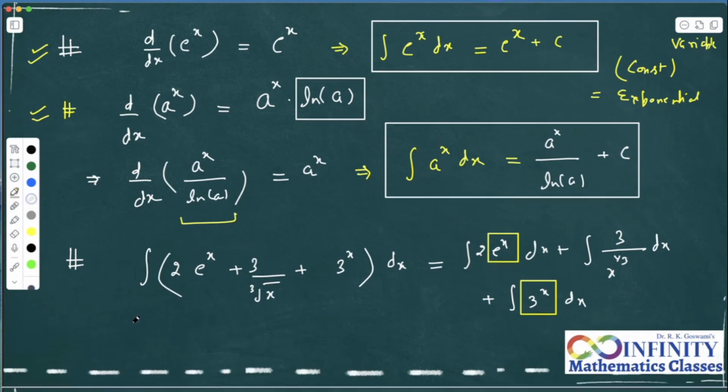What should be the first step now? Taking 2 outside, you will be having e to the power x. Keeping the constant out, you need to adjust the exponent. It should be x exponent negative 1 by 3. Right? And the last term, I cannot take this 3 out. You need to write it as it is. 3.